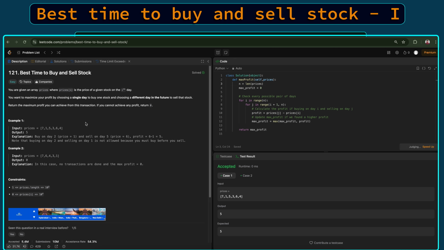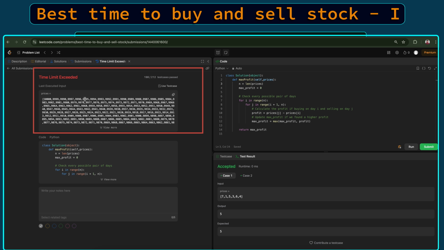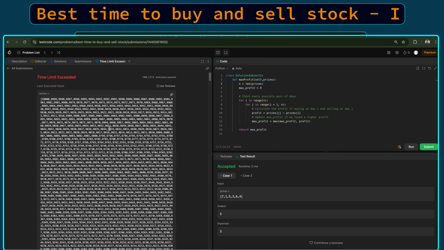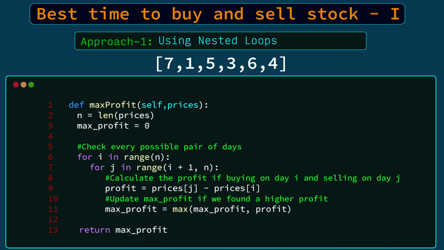It's still running, and yeah, we got the output as time limit exceeded, which means it is not the most time efficient approach. When there is a larger input, it is failing, which means we have to optimize our solution a bit more.